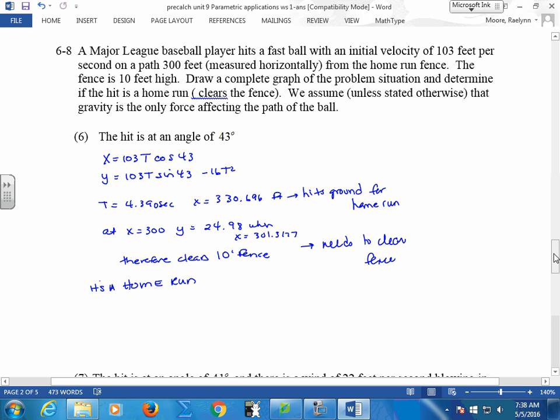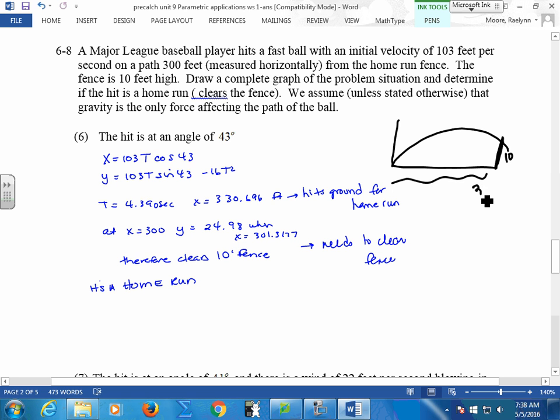So a Major League Baseball player hits a ball with an initial velocity of 103 feet per second, and watch your dimensions. They're in feet, on a path 300 feet, probably to the home run fence. The fence is 10 feet high. So when you draw your sketch, he's going to hit a ball. Here's your fence, 10 feet high. He's got to clear the fence in order to get the home run. This is 300 feet, and he's got to clear that fence.